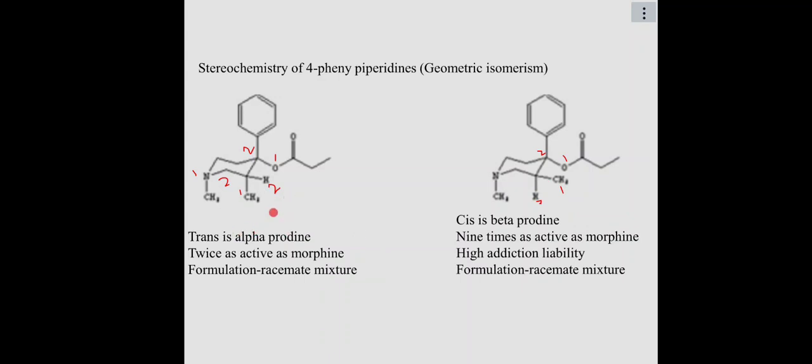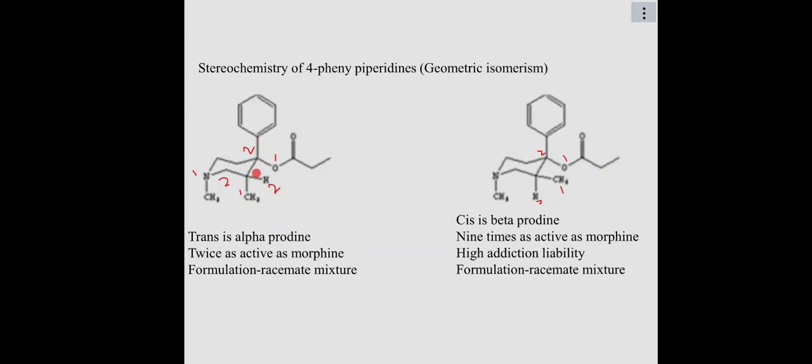When you talk about the trans here, remember, whenever we talk about trans and cis, we are looking at this bond here between this carbon there and this carbon there. And because this carbon and that carbon have substitutions, for you to call it a trans, the big substituents must be in opposite directions, on different sides of the bond. We are considering this almost to be a fixed bond.